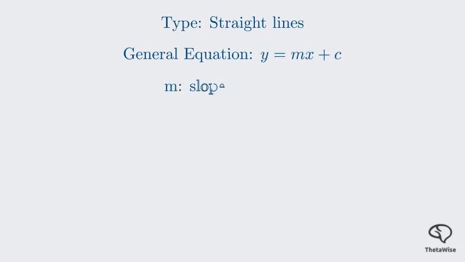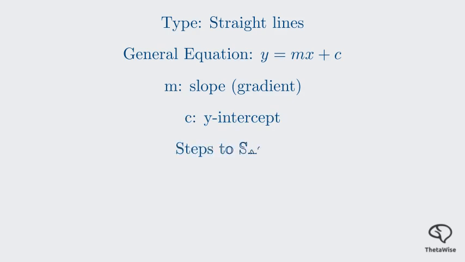Here, y = mx + c, m represents the slope or gradient of the line. A positive m means the line goes up from left to right, while a negative m means it goes down. The c value is the y-intercept, which is where the line crosses the y-axis. To draw a straight line, you only need 2 points. The easiest points to find are the intercepts.